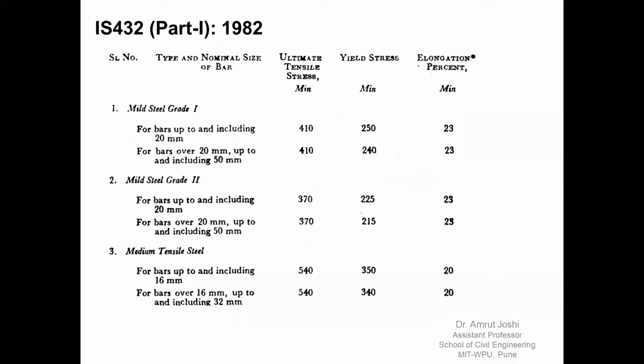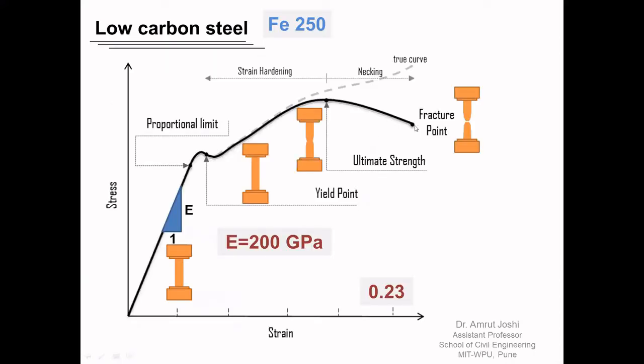The second characteristic that we are interested in is the ultimate strain at which the steel bar breaks into two pieces. For mild steel of grade 1 and grade 2, this value turns out to be 23%, whereas for medium tensile steel, this value turns out to be 20%. This table is taken from IS 432 part 1, 1982. So what it means is the ultimate strain at which the mild steel or medium tensile steel is going to fail will be in the range of 0.2 to 0.23.